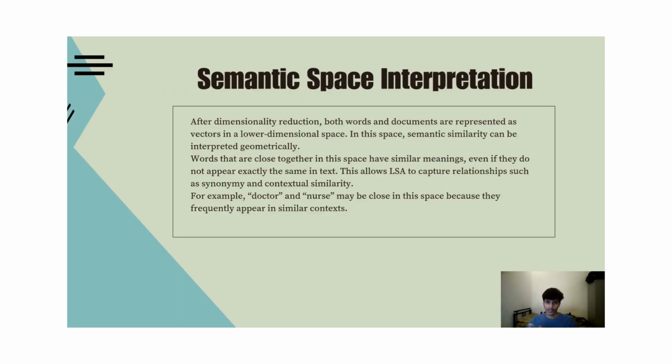Finally, after dimensionality reduction, we obtain what is called a semantic space. In this space, both words and documents are represented as vectors in a lower dimensional coordinate system. Now, instead of comparing words based on exact matches, we compare them based on their positions in the space. Words that are close to each other in this space are considered semantically similar. For example, words like doctor, nurse, and hospital may cluster together because they frequently appear in similar contexts.